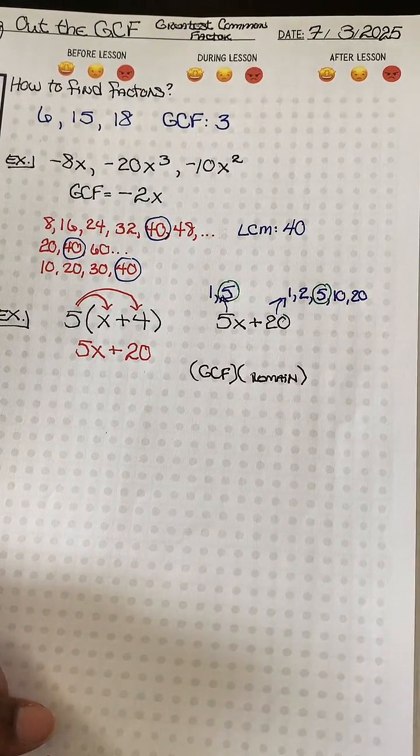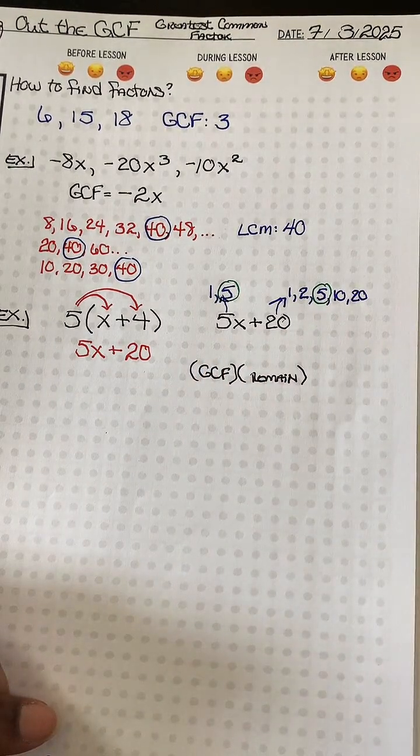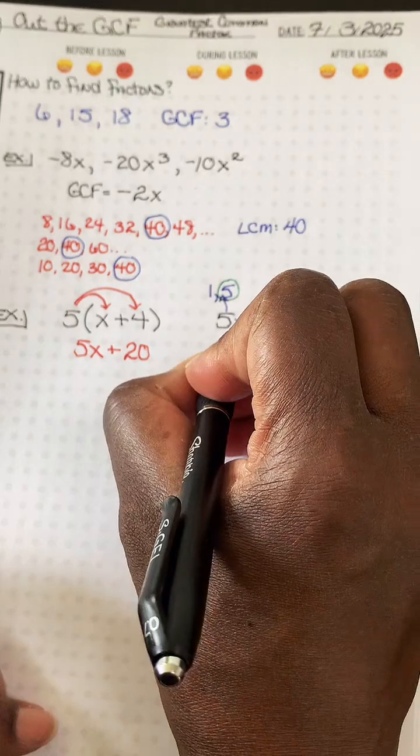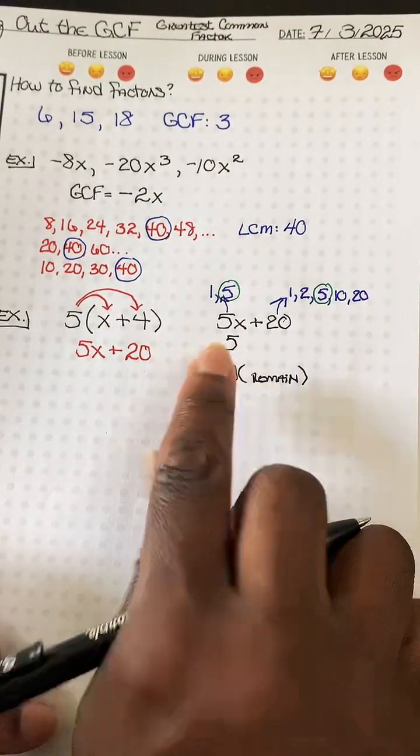Yep, and 4. Thank you, Robert. I feel like I'm missing something. But the number that they both have in common is our 5. So that's going to be our GCF.